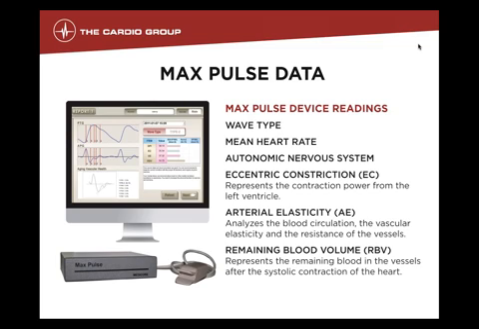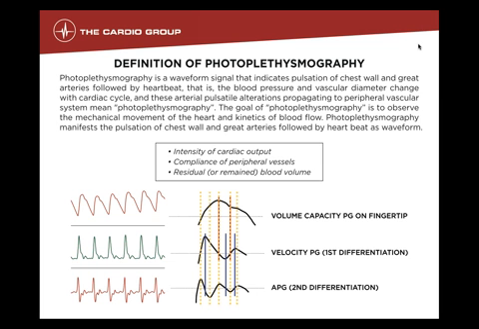The max pulse device, the reporting is going to help us arrive at a wave type. We're going to see our mean heart rate. We're also going to be able to detect any artifact heartbeats. We're also going to test the autonomic nervous system, looking for a sympathetic parasympathetic balance or imbalance. By way of the wave type, we're going to also arrive at an eccentric constriction score, an arterial elasticity score, and last, the remaining blood volume score, which we'll cover in more detail.